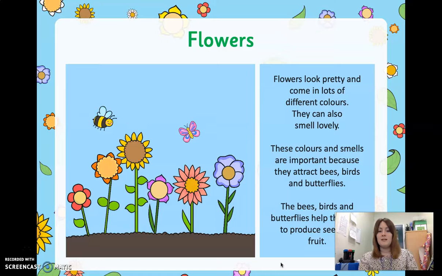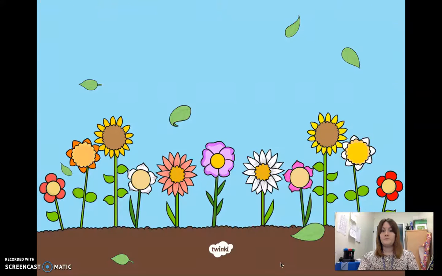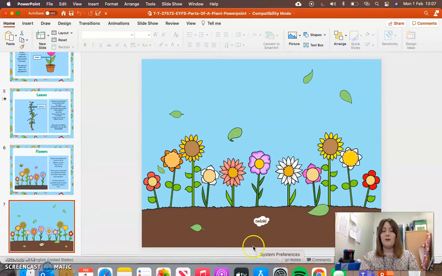So the seeds drop down into the soil, they get trodden in or drop into the soil, and then new flowers can grow from those seeds. So the bees, the birds and the butterflies help those plants to produce those seeds so that they can reflower from the ground. So that is your reminder for the different parts of a plant.